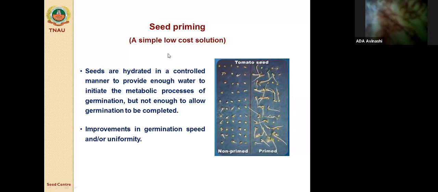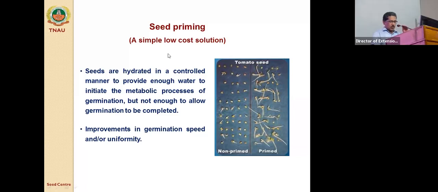Here seed priming is nothing but a slow hydration of seeds, slowly hydrating the seeds over a period, that is, until the seed imbibes moisture and completes the second phase of germination. In germination, there are three phases. One is the imbibition process. The second one is the initiation of metabolic activity. The third phase is the visible embryo germination or embryo protrusion.